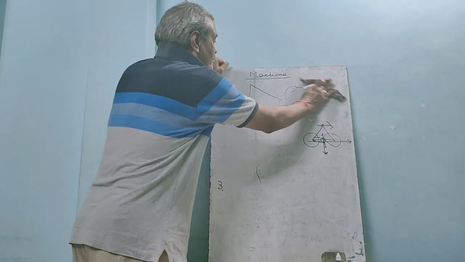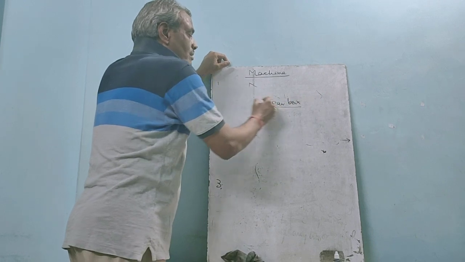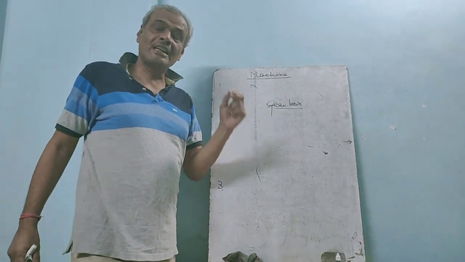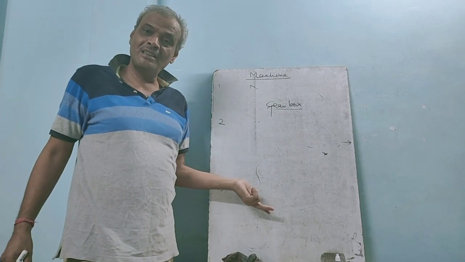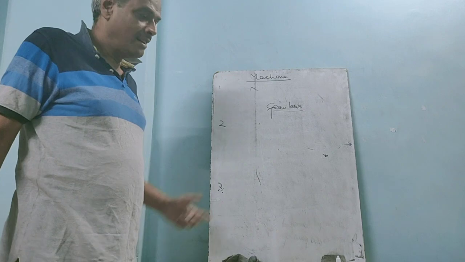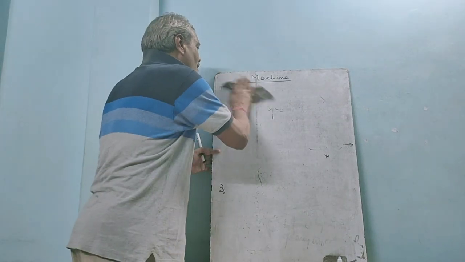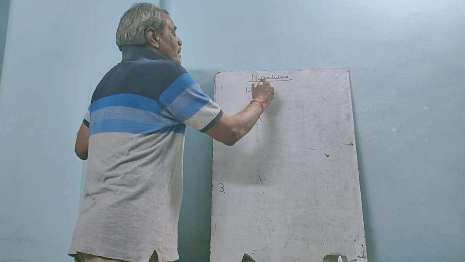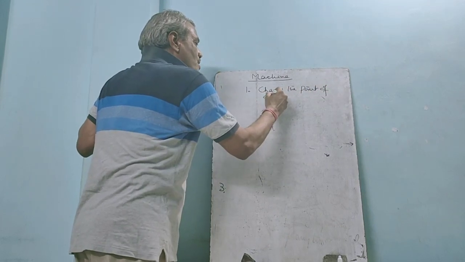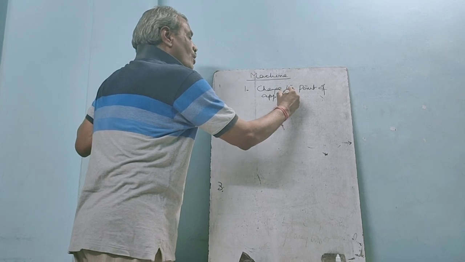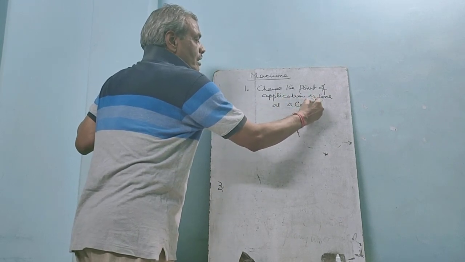One more thing. You know gearboxes in your cycles also. In your bicycle also they have gears, in motorcycles, in cars, buses. What is the use of a gearbox? To get the speed. Scissors, here also. It means a machine can change the point of application of force at a convenient position.